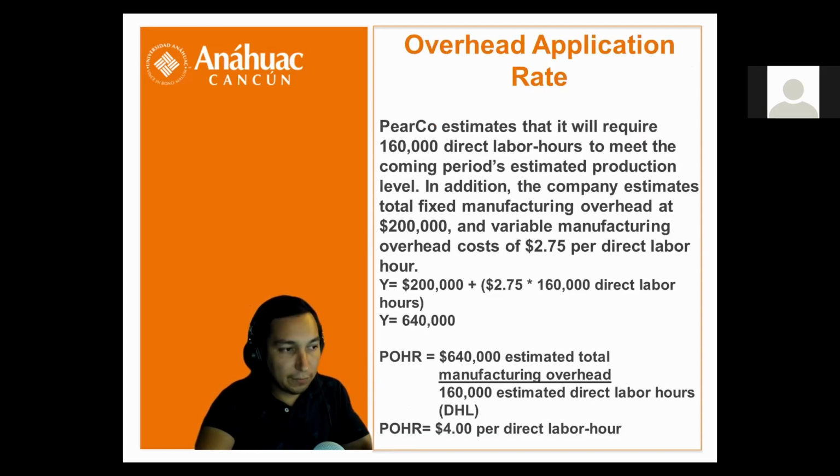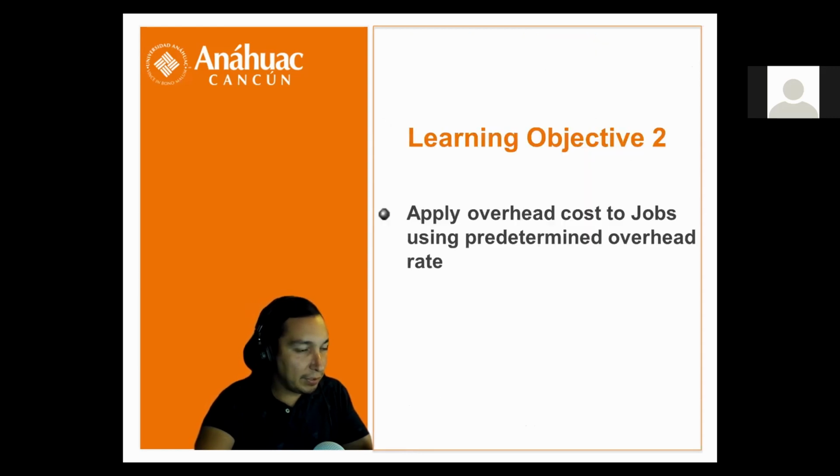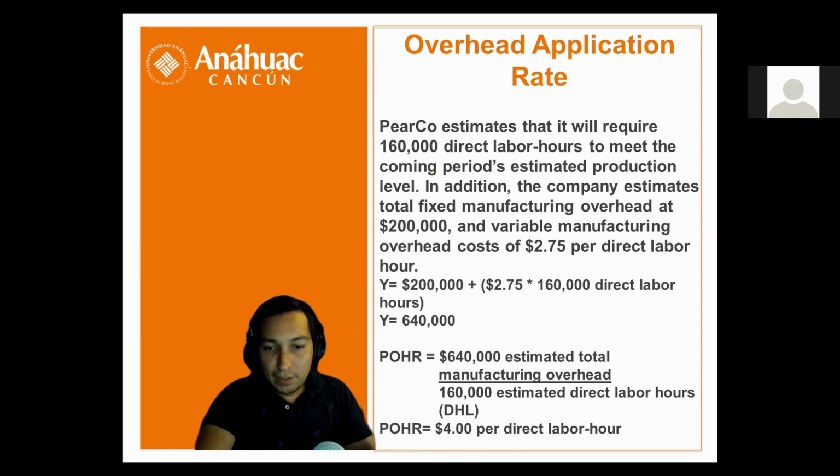So we have in here another PIRCO example. This is learning objective 2, apply overhead cost to jobs using a predetermined overhead rate. PIRCO estimates that it will require 160,000 direct labor hours to meet the coming period's estimated production level. So they are basing it on direct labor hours. They believe that is their cost driver. That's their allocation base.